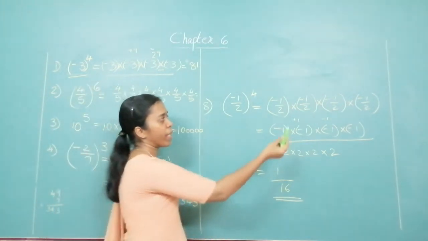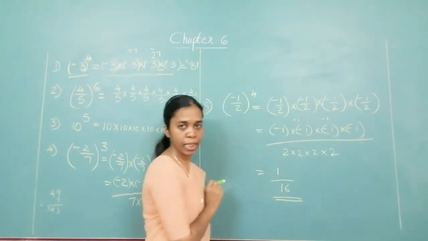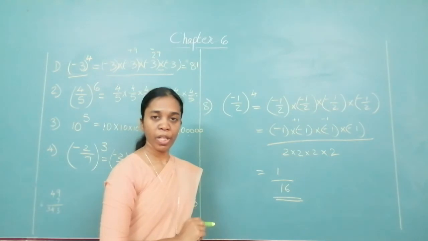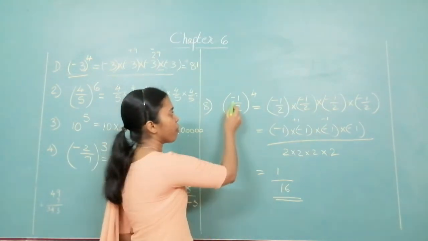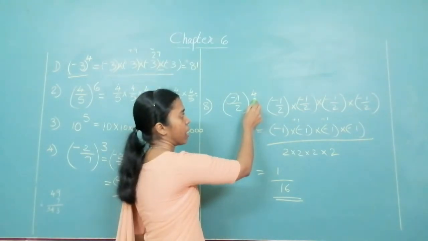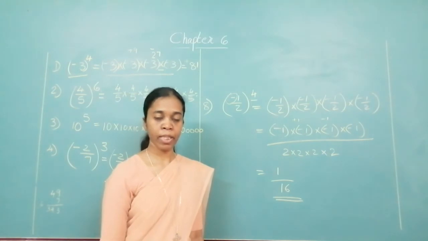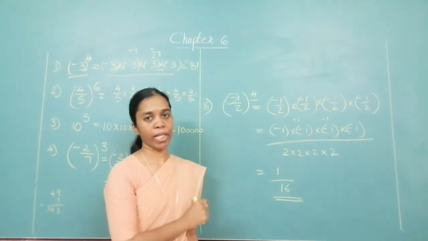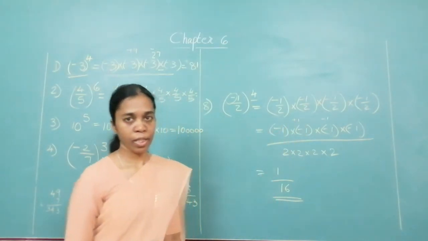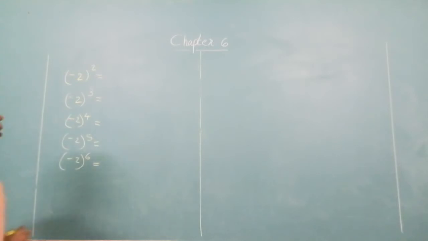Now I told you we have to find out minus 1 into minus 1 into minus 1, multiply and see. Okay. Now instead of multiplying it individually, if there is a minus in the base, and the index is even or odd, then there is a method of writing the answer instead of finding out this minus and plus. Okay, let us look at it.